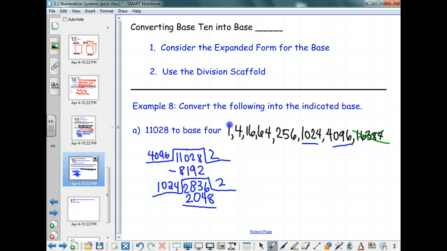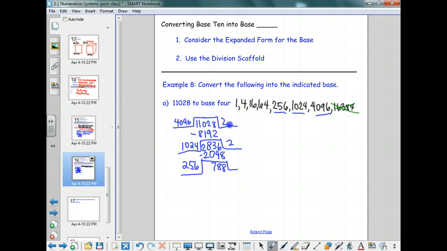$2,048. 2,048. And we'll subtract. What is 2836 minus 2,048? 788? Excellent. All right. Now I'm at 256. How many times does 256 go into 788? 3 times? Okay. What is 3 times 256? 768. And if I subtract, what do I get?